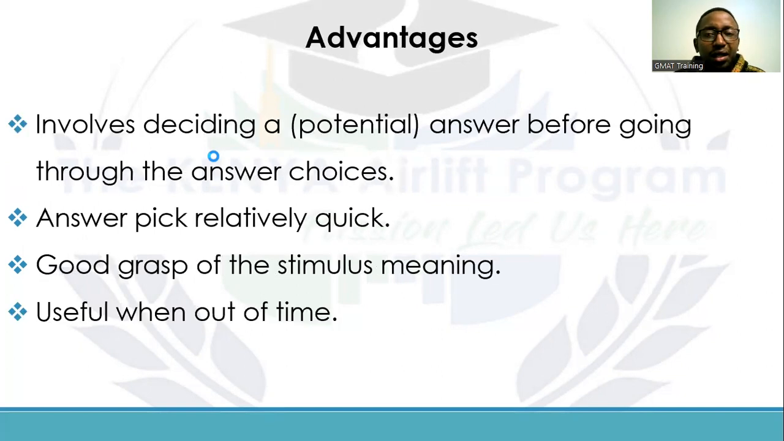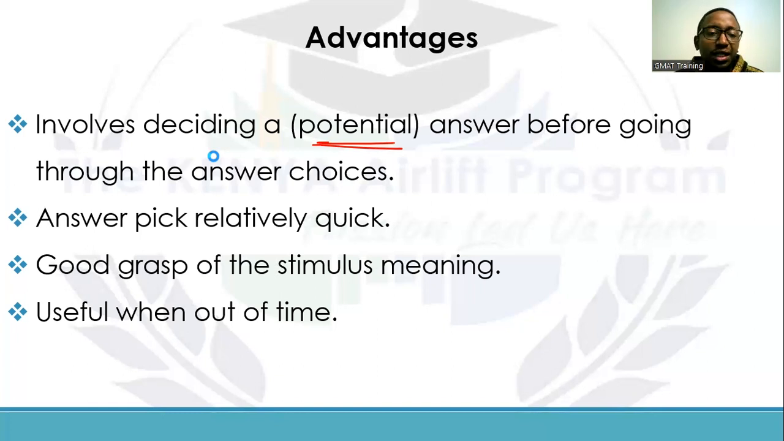So pre-thinking your answer is double-sided. It has its advantages and disadvantages. So this is the definition: it involves deciding a potential answer before going through the answer choices. And note that it's a potential answer. It's very rare that you will pre-think an answer and then it will be exactly the way you imagined it to be.